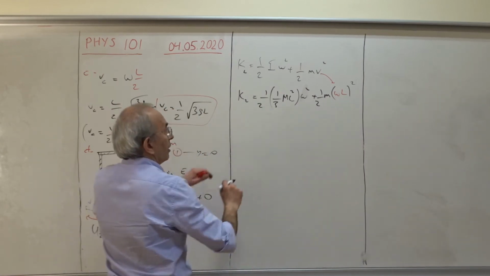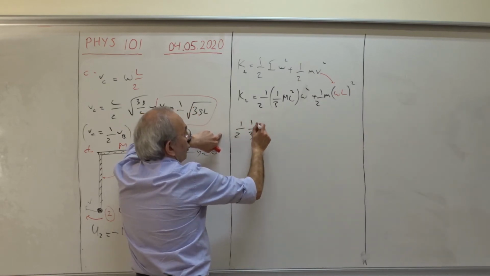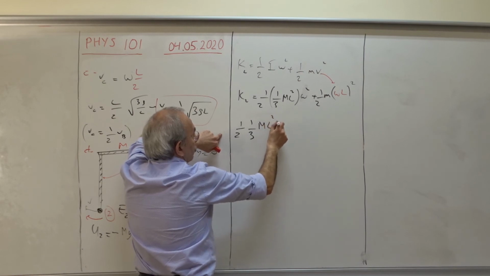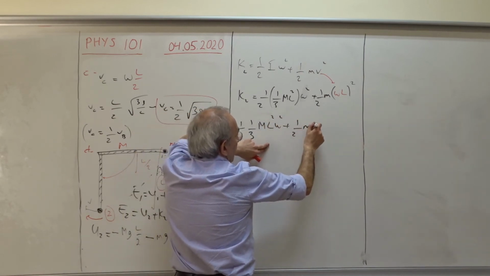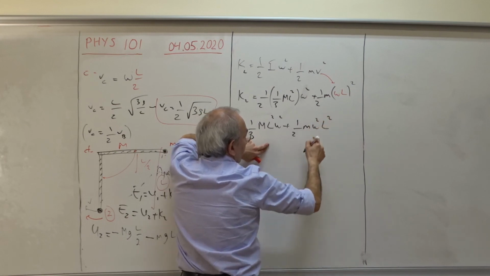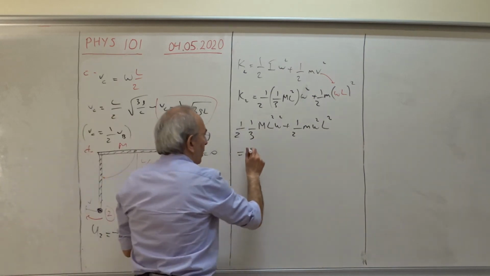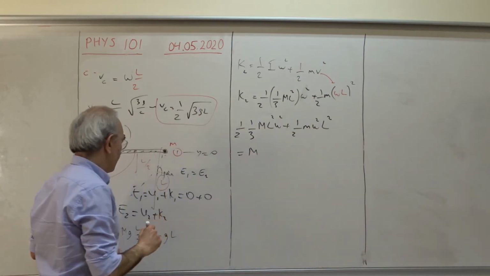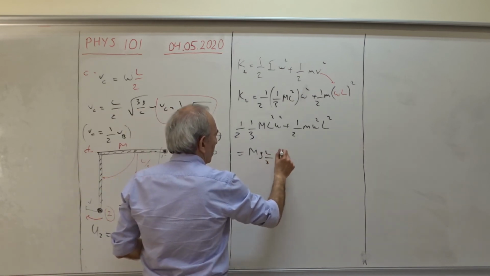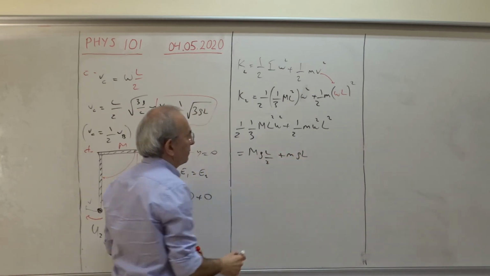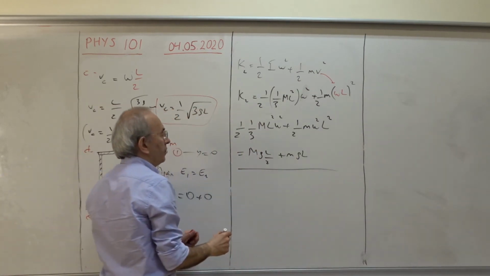So let's go slowly. We have 1/2, 1/3 m L squared omega squared plus 1/2 m omega squared L squared equals these two terms positively on the other side. Capital M GL over 2, little m GL. So we can now rearrange in an easy way.